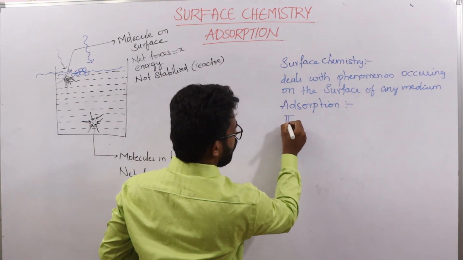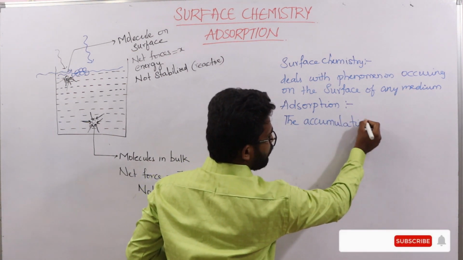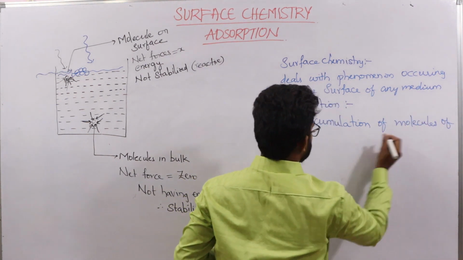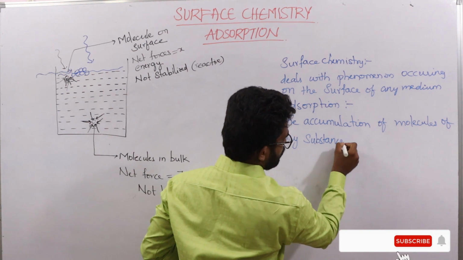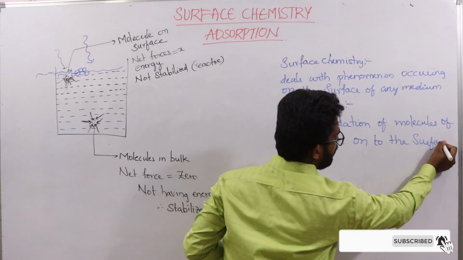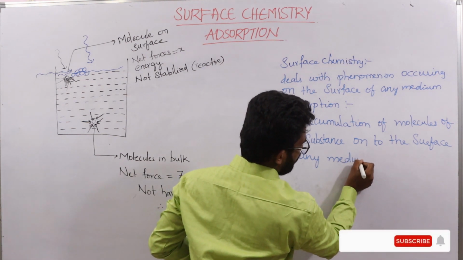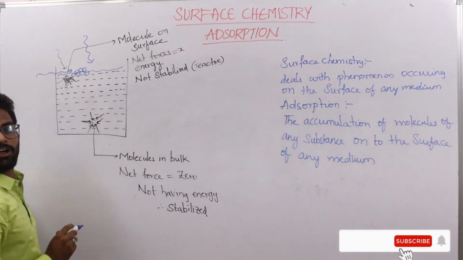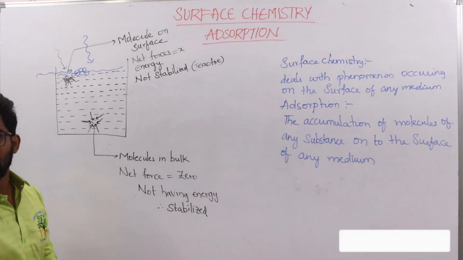The accumulation of molecules of any substance onto the surface of any medium is called adsorption. So what is adsorption? The accumulation of molecules onto the surface of any medium is called adsorption.